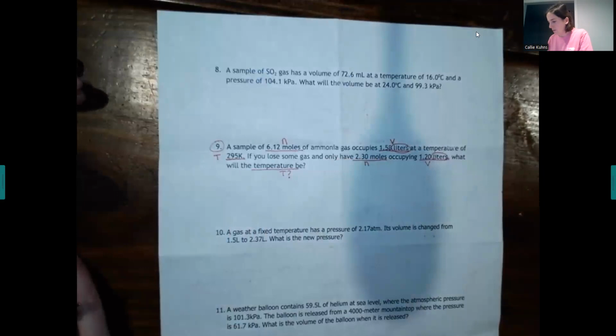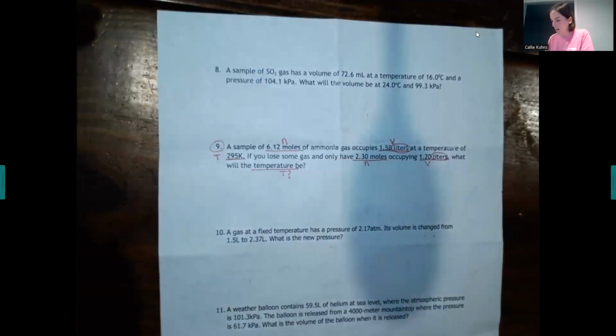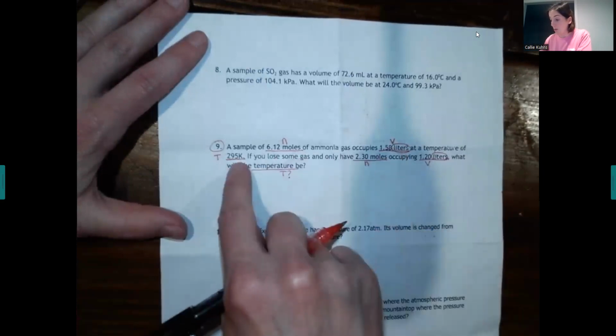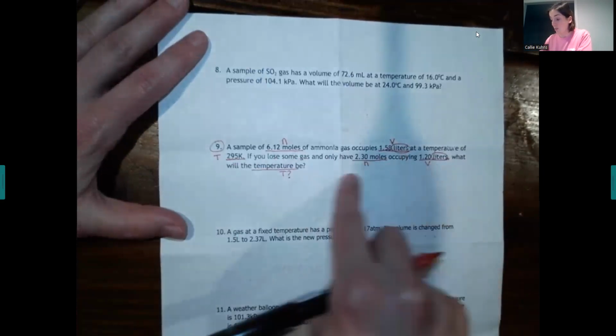Okay. So there's our variables. Now let's list them out. It looks like this is pretty much, hey, this is what we're starting with, and then we're going to change it. So this is what we're ending with.